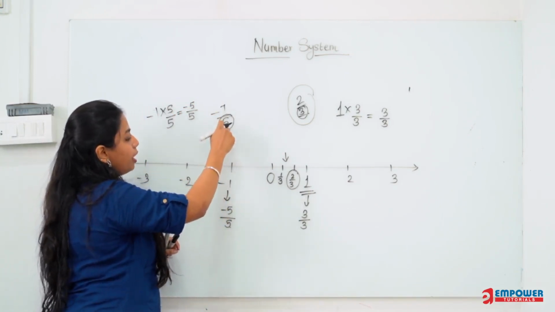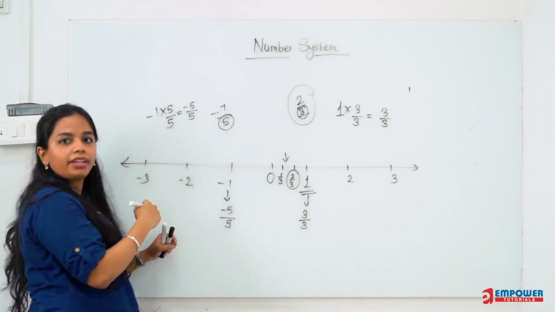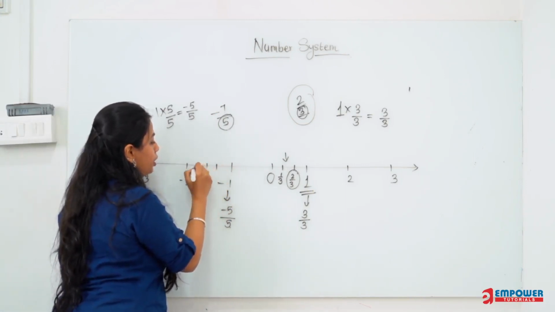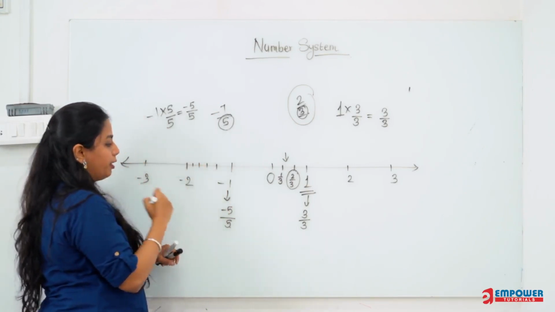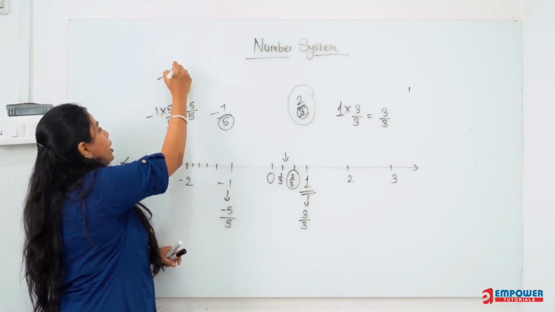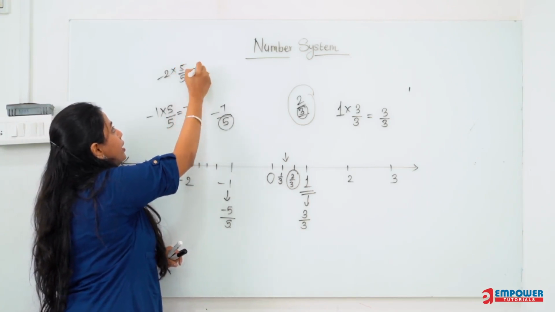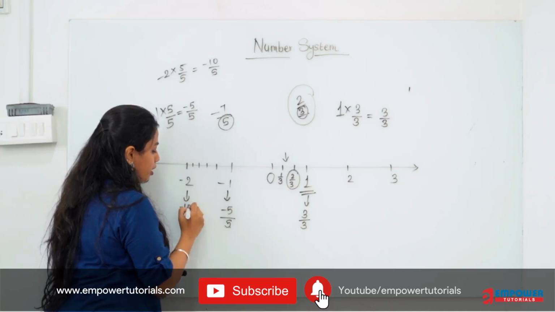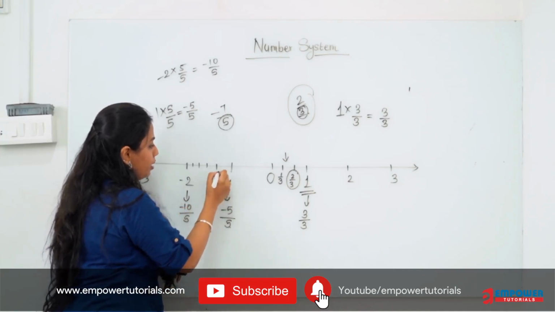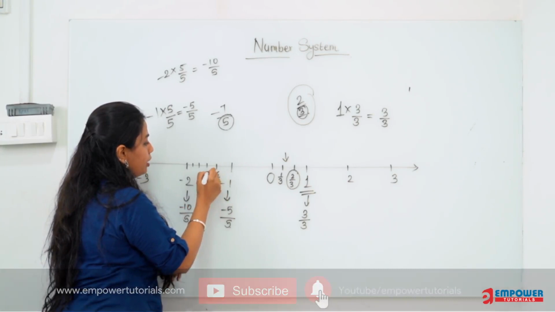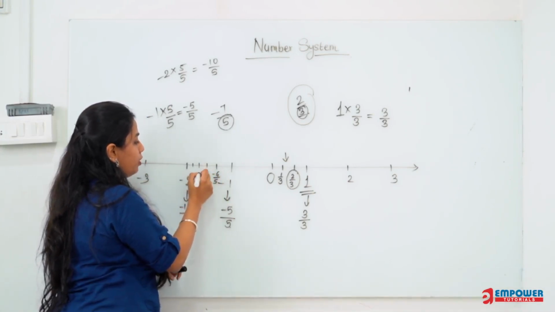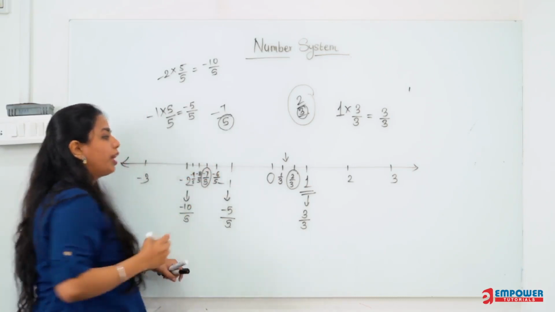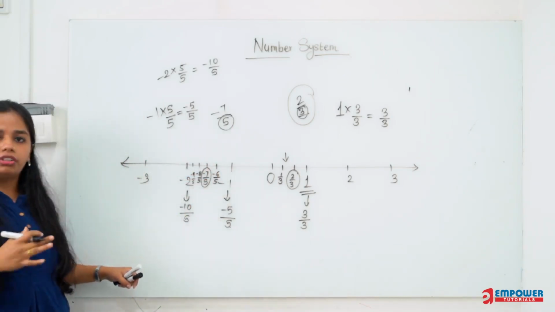Since this is minus 7 by 5, that means it will come after minus 1. Right? So after this I will make 5 parts. So 1, 2, 3, 4, and this will be the 5th part. And minus 2 will be equal to minus 10 by 5. So minus 2 represents minus 10 upon 5. So this will be minus 6 upon 5, and this will be minus 7 upon 5. This will be minus 8 upon 5, and this will be minus 9 upon 5. So this is how you can represent rational numbers on the number line.